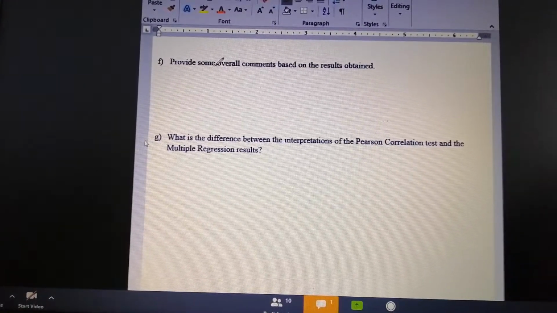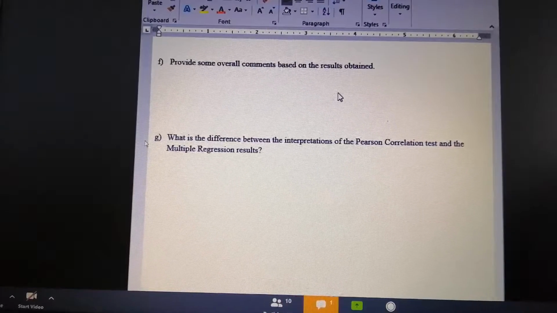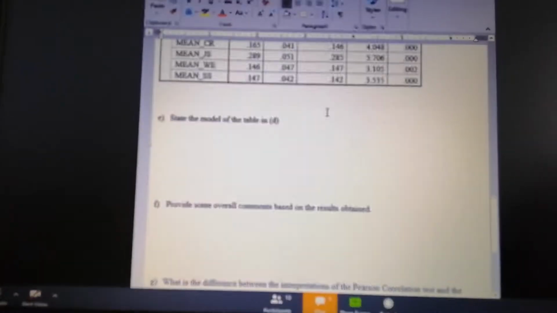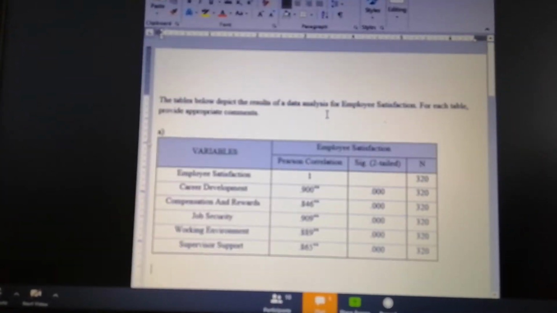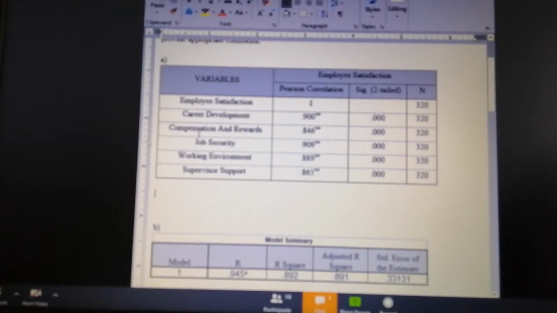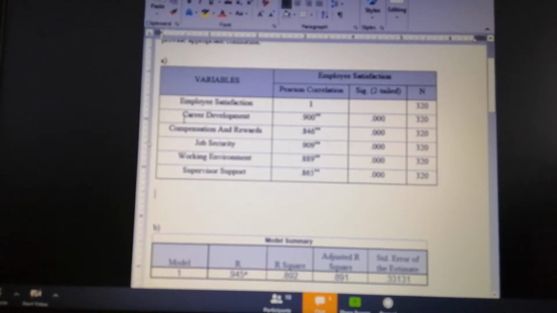So what is it that, based on your table, it tells about? Okay, so go back to your table again. Look at the career developments, and then look at your job security. Okay, both of these look good.